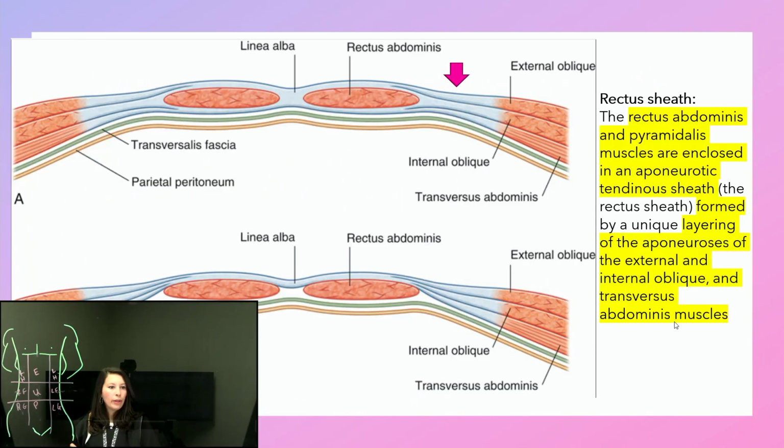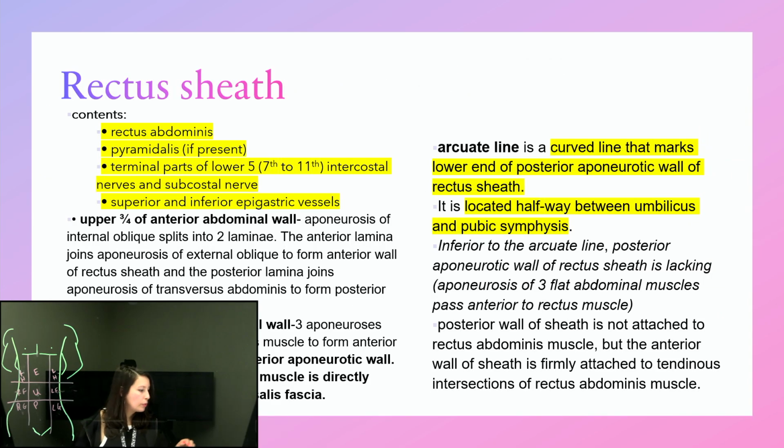Okay, moving forward, now we have to talk about the rectus sheath, because the rectus sheath is just formed by the layering of all of the aponeuroses from these different muscles that we just talked about. So it's the layering of the aponeuroses of the external oblique, your internal oblique, and we also have the transversus abdominis muscles. As they come together, they create this rectus sheath. It just depends on the level that we are on the abdominal wall; we are going to see some differences. So let's talk about this real quickly.